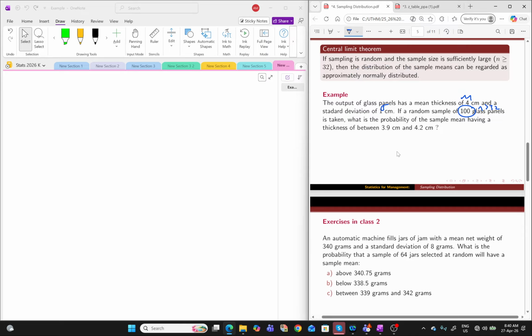Okay, now can we use Z table? Yes. Okay, by central limit theorem, the n is greater than 32, so we can use this table now. The same process.